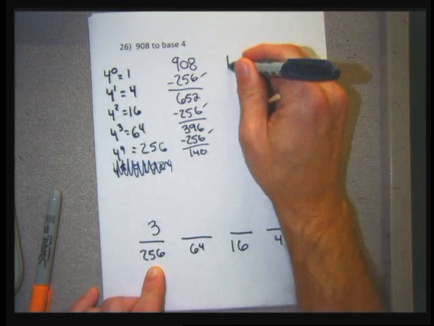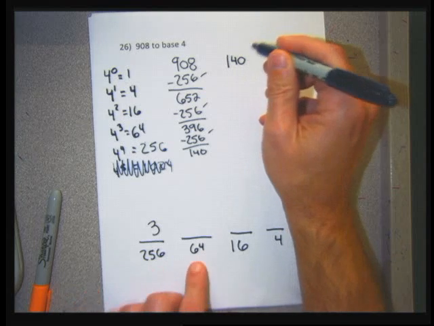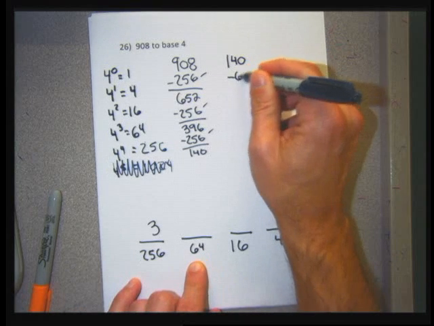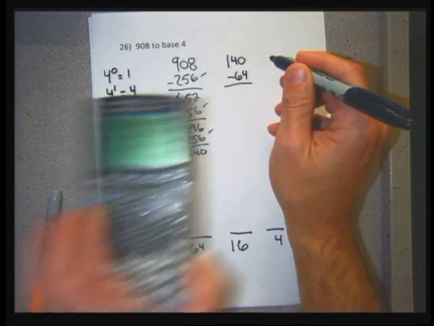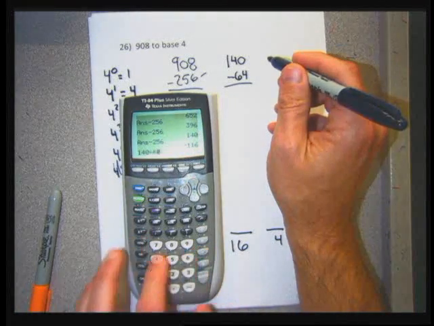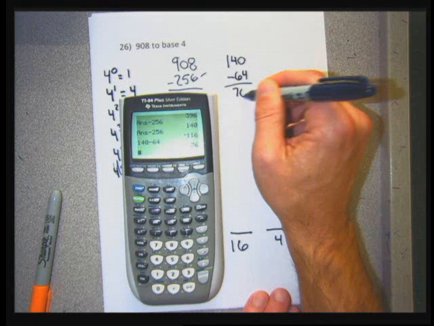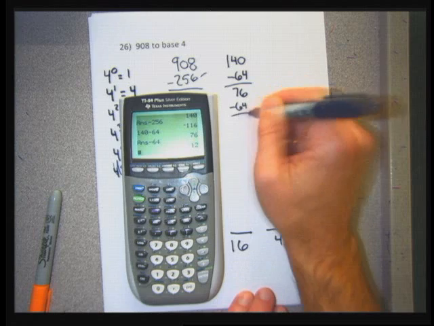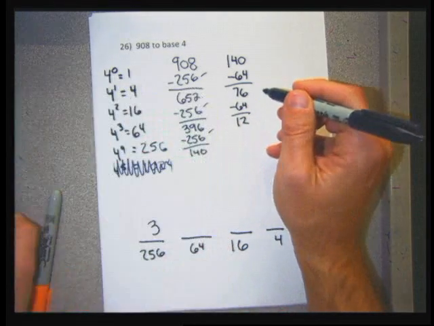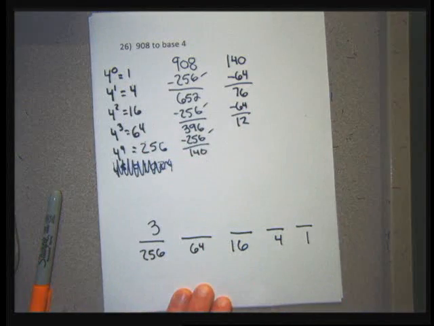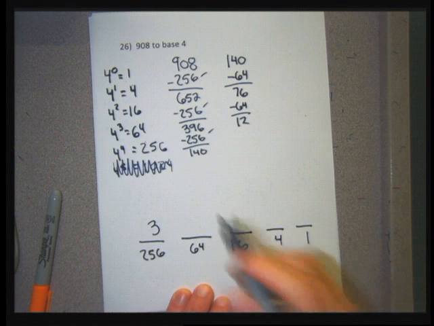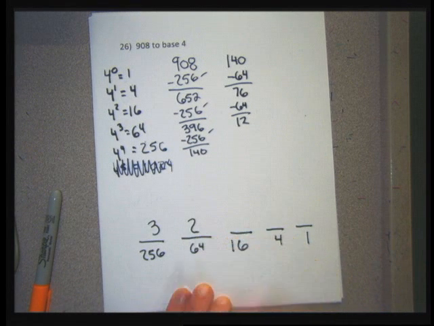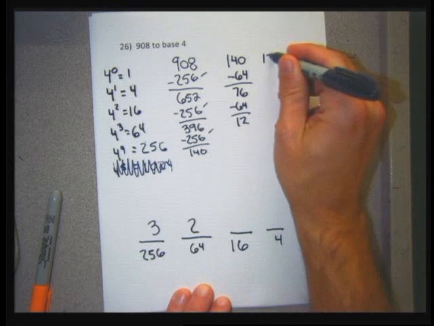Now I'm going to start working with the 140. With the 140, I'm going to start subtracting 64. So I'm going to go 140 minus 64, and I get 76. Then I go 76 minus 64 and get 12. I can tell that if I tried to subtract 64 again, I'd get a negative. So I'm done with the 64. Where my answer goes above the 64, I'm going to write a 2 because I was able to subtract 64 2 times. I'm done with the 140. Now I'm going to start working with the 12.